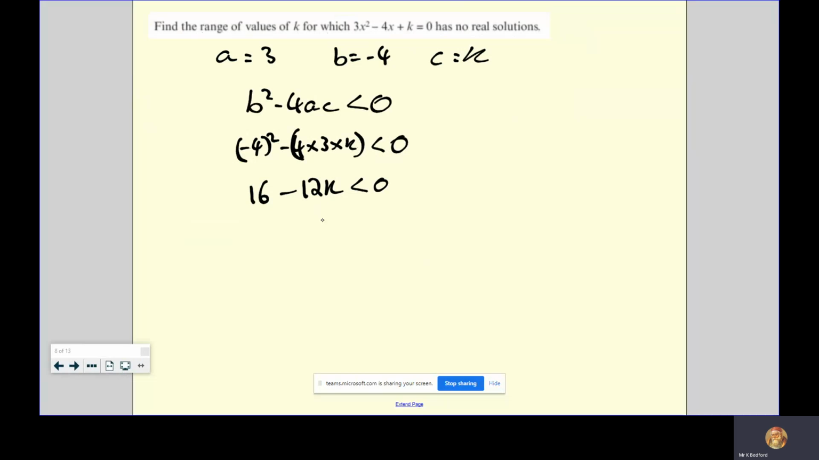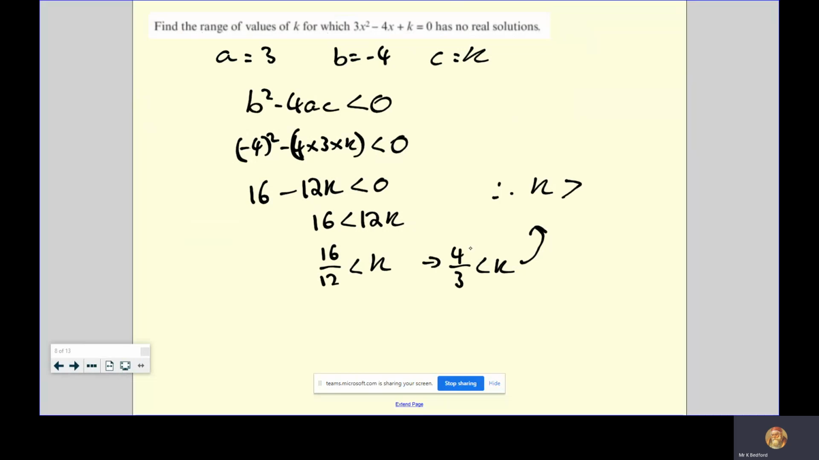I can add this across, so I get 16 is less than 12k. Dividing by 12, I get 16 over 12 is less than k, which I'm then just going to simplify. They're both in the 4 times table, so I get 4 over 3 is less than k. I'm just going to rewrite this because I think that looks a bit ugly, so I'm going to say, therefore, k has to be greater than 4 over 3. I always prefer greater than in my answer. Okay.